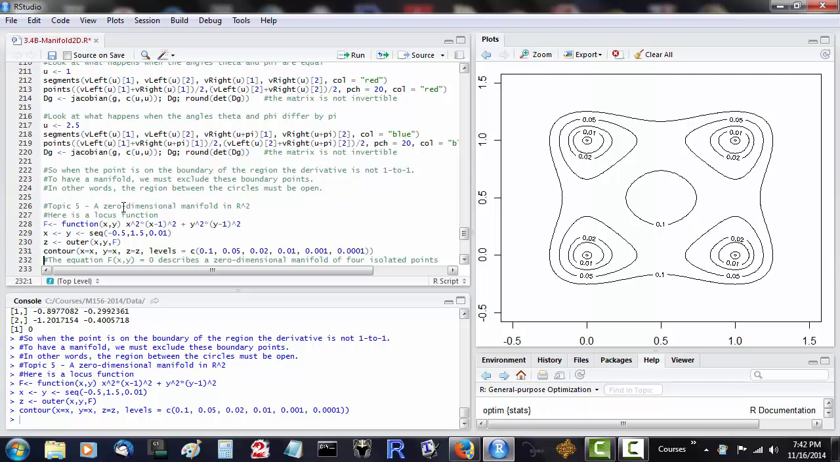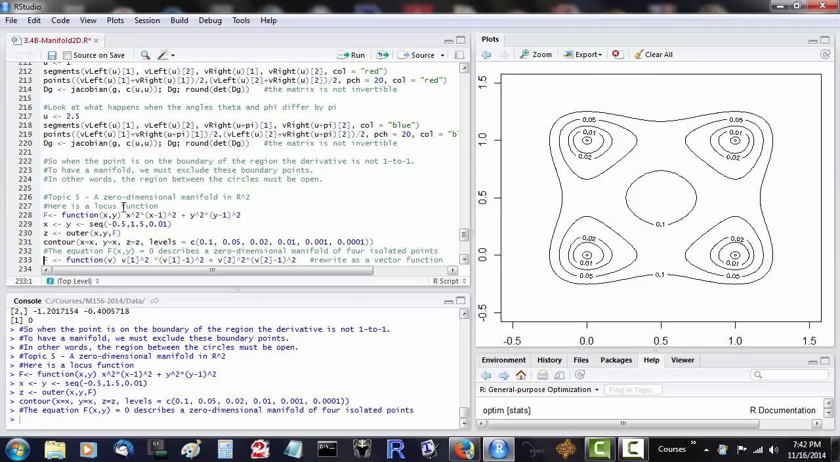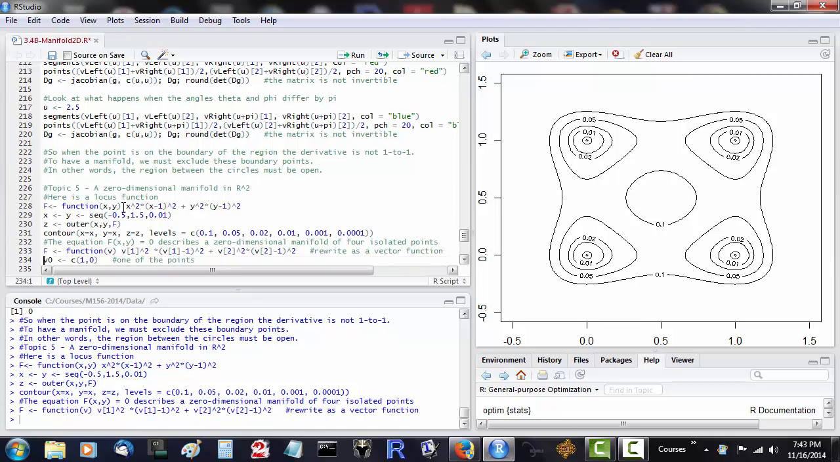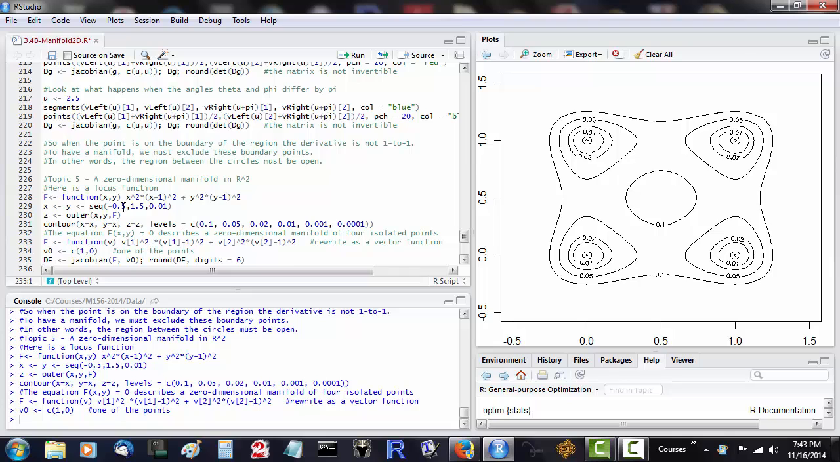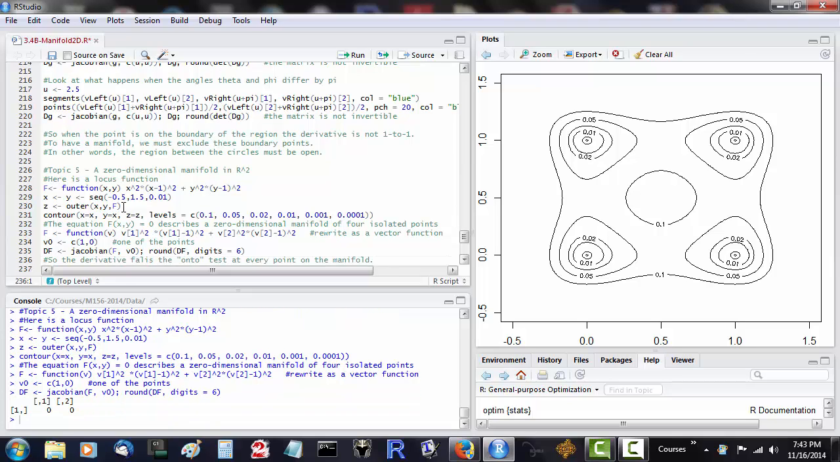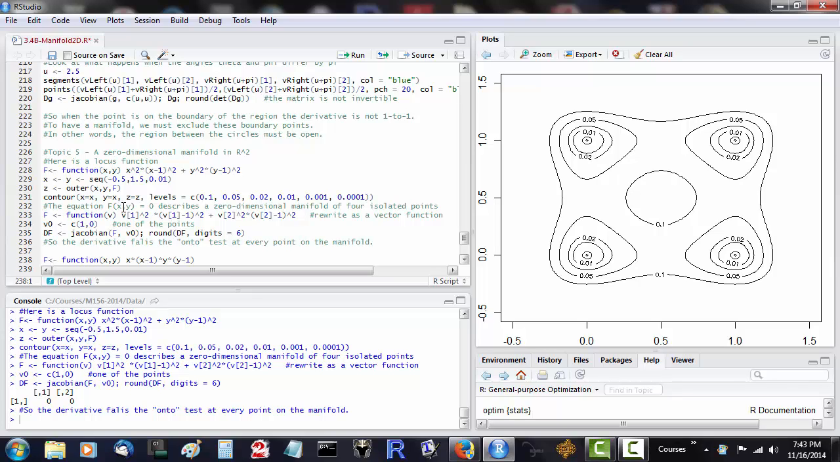So the equation f of x and y equals 0 defines a manifold all right, but it's a zero-dimensional manifold consisting simply of 4 isolated points. Let's try our derivative test on this. I rewrite it as a vector function, so I can take the derivative automatically. I pick one of the points, I evaluate the Jacobian there, and round it off. Both components are 0. It fails the onto test. And for each of the 4 points it will. That's why we get a zero-dimensional manifold.